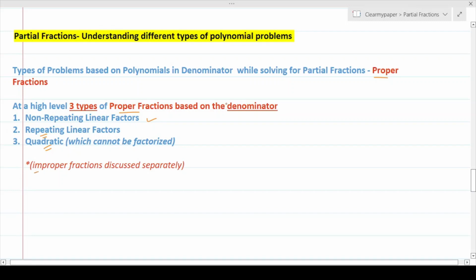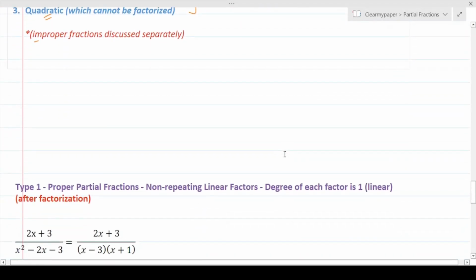So in the context of proper fractions, for solving partial fractions, we have these three different types of expressions. Based on that, we can solve this problem. Each one is a different unique method to solve, which we will see in the next episode. But in this episode, let's get introduced and get an idea of what each expression might look like when we talk about these three types. Okay, let's jump into the first one.